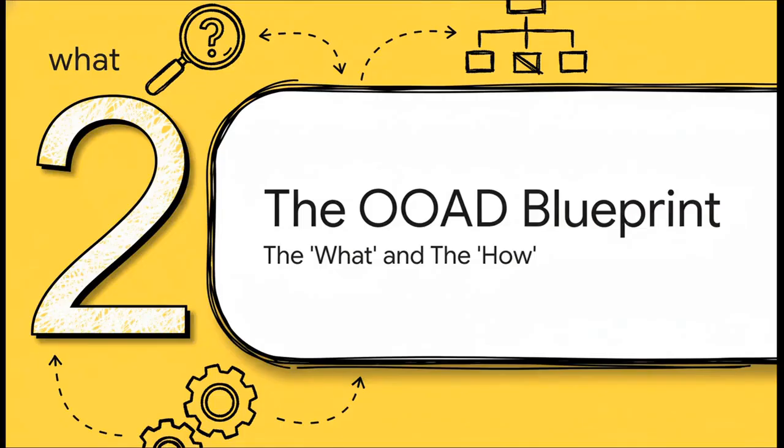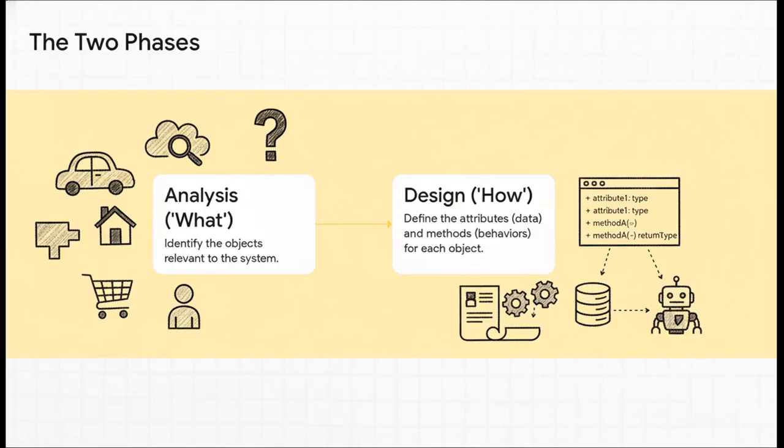So how do you actually build things this way? Well, it's this really logical two-part process. It's all about figuring out the what and then figuring out the how. First up, you've got analysis. This is the what phase. You're not writing any code. You just look at the problem you're trying to solve and you identify all the things, all the objects that are involved. Then you move on to design. That's the how phase. This is where you take each of those objects and you sketch out its blueprint. What does it need to know and what can it do?